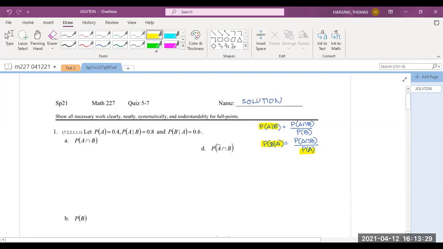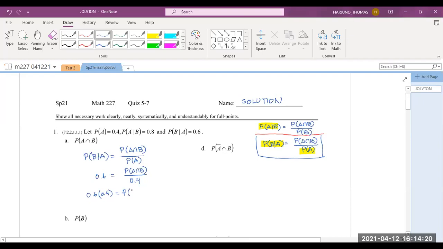To find the probability of the intersection, I will use this formula here. Why? Because there are three ingredients in this formula, and we know two of them. So the probability of B given A equals the probability of the intersection over the probability of the condition. Then I plug in numbers: 0.6 equals the probability of A intersect B over the probability of A, which is 0.4. Then 0.6 times 0.4 is the probability of the intersection. So that's 0.24.